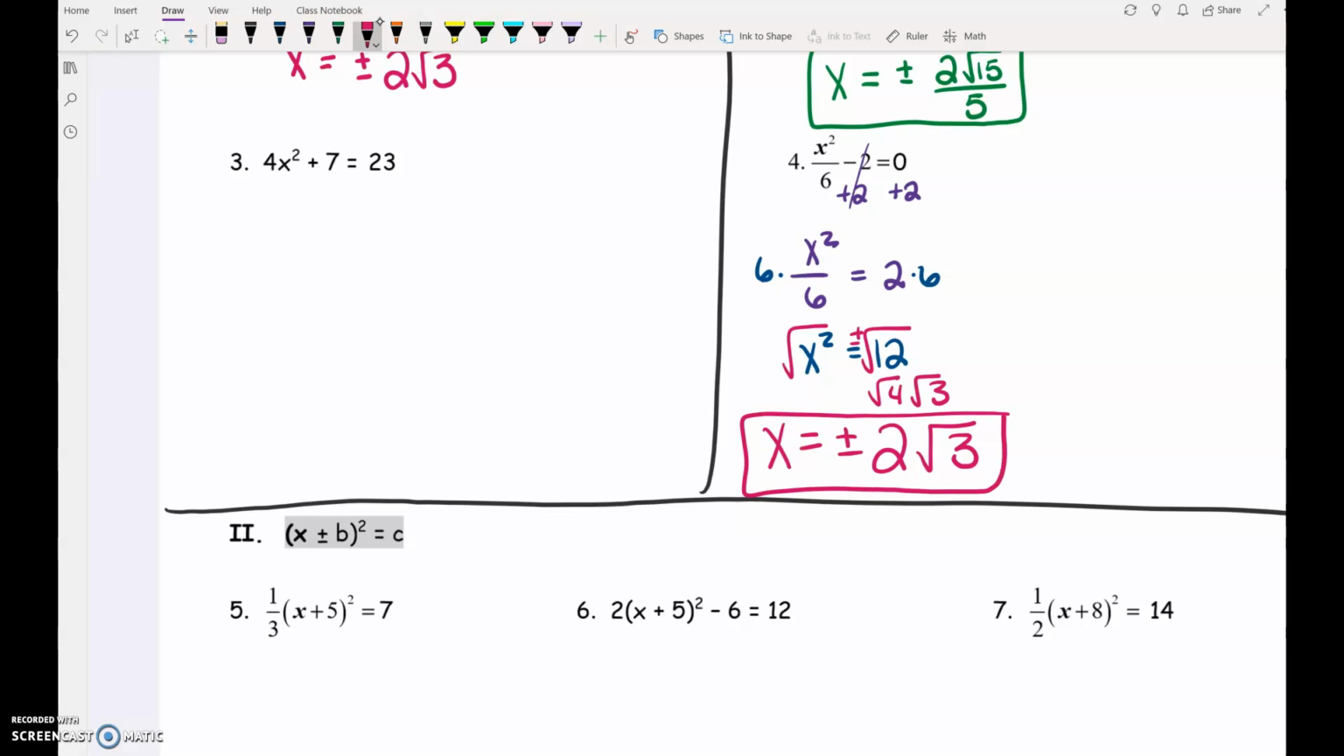Let's look at number 3. Some of you maybe have tried this on your own already, which is totally fine. Start by subtracting 7. Is that 16? No. And then we divide by 4.